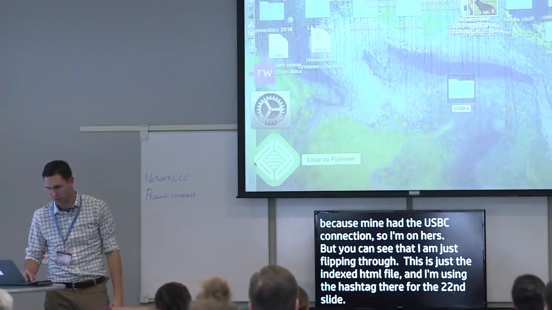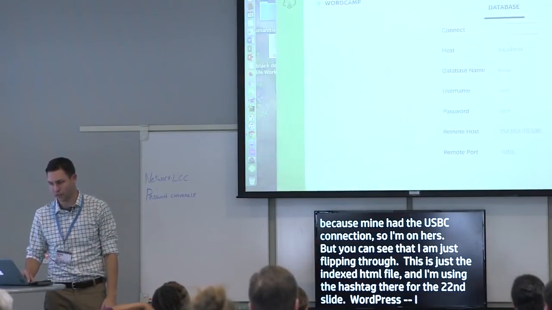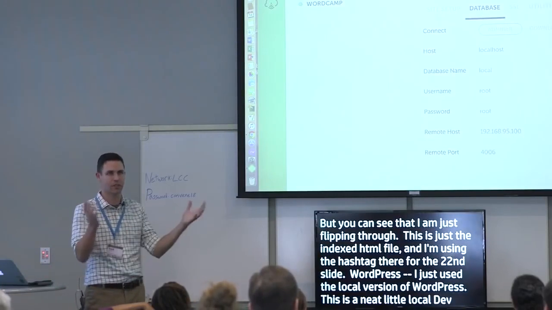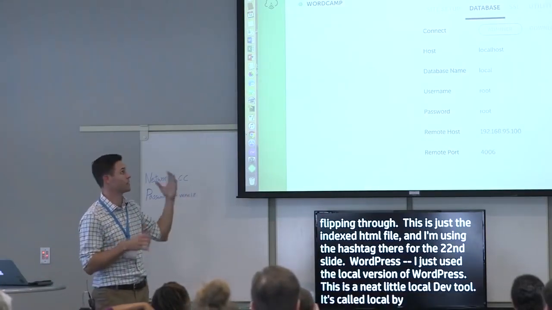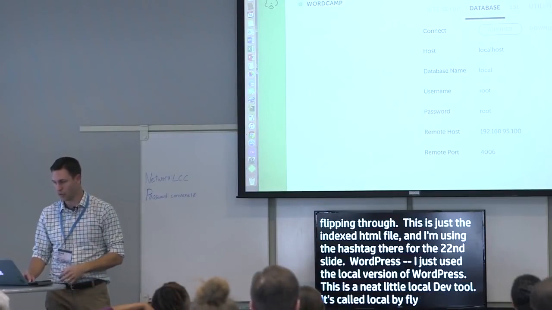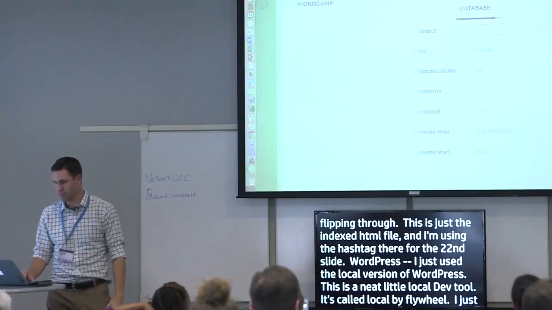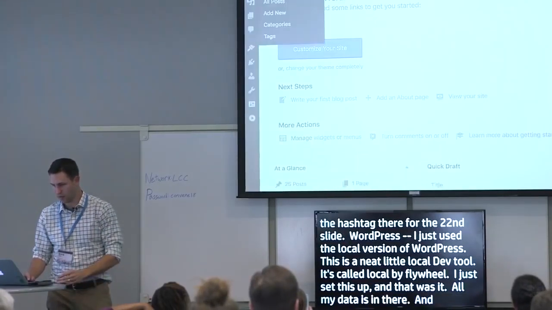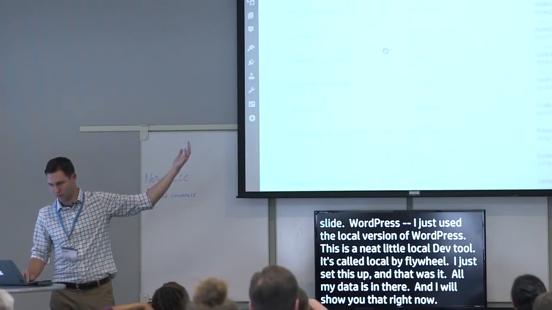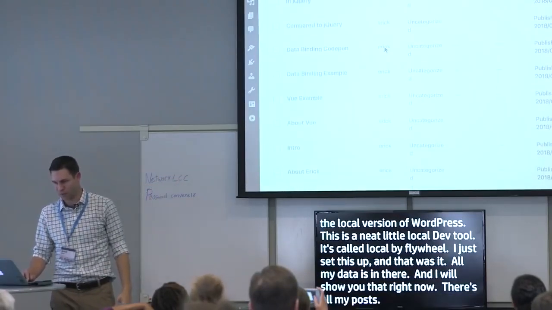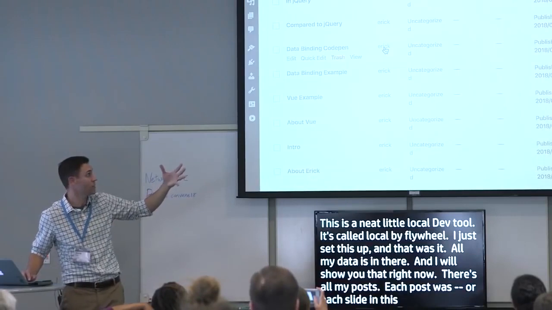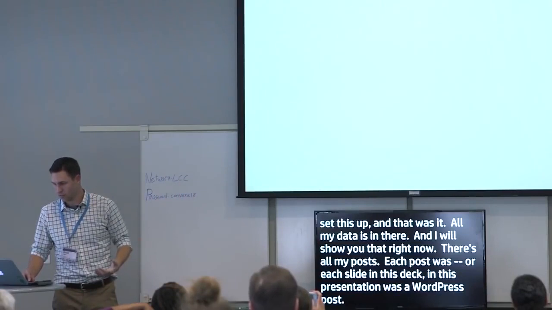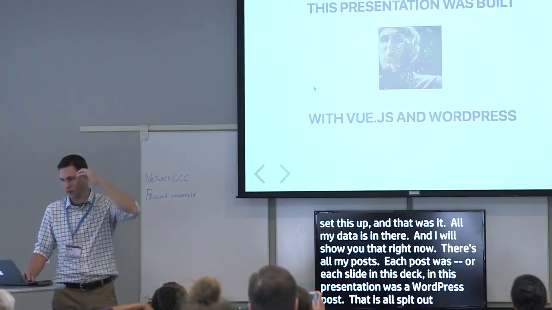All I did for that was use a local version of WordPress. This is a neat little local dev tool called Local by Flywheel, if you've ever heard of it. If you've ever heard of MAMP, WAMP, it's basically the same thing, lets you run WordPress locally. So I just set this up and that was it. All my data is in there, and I will show you that right now. There's all my posts. Each slide in this presentation was a WordPress post, and it's all spit out right here. So anyway, mind blown.